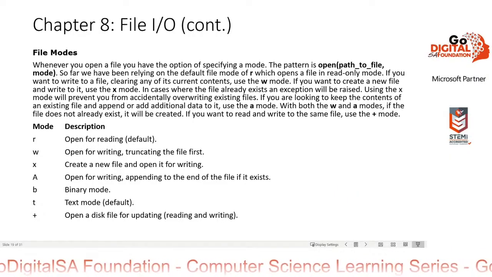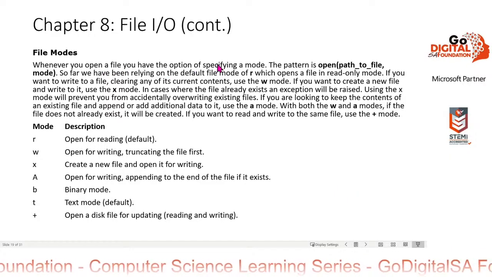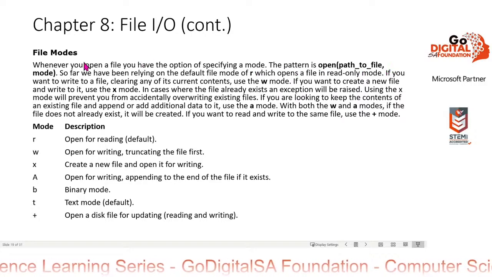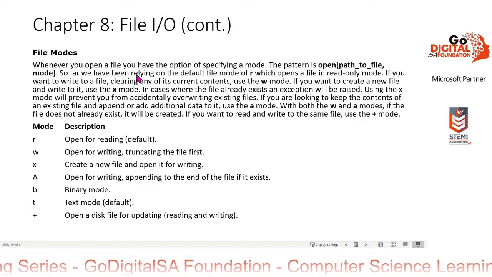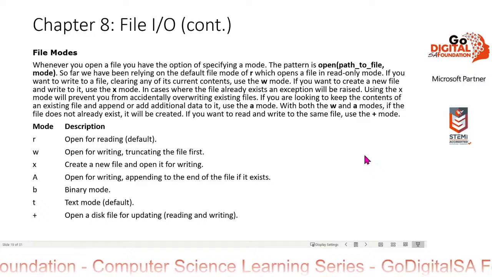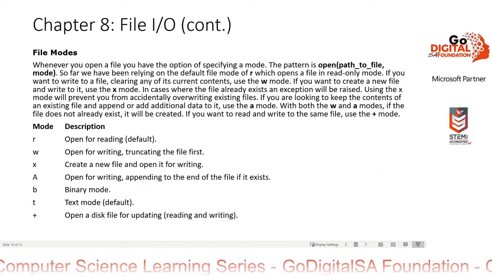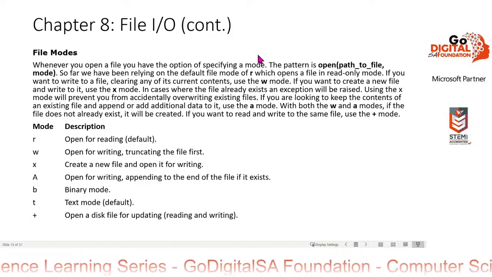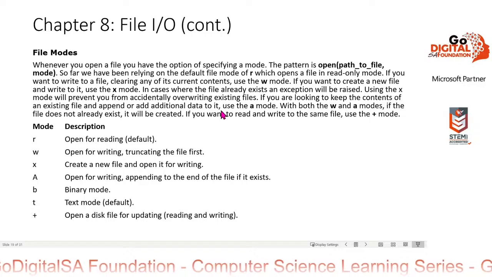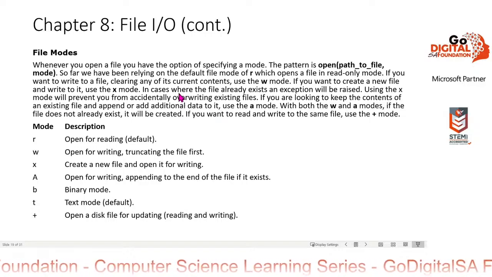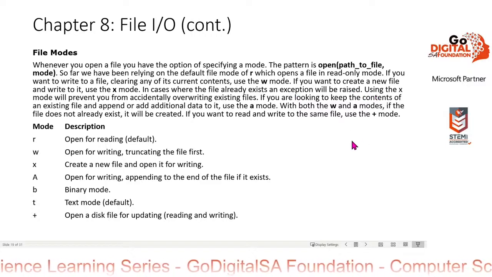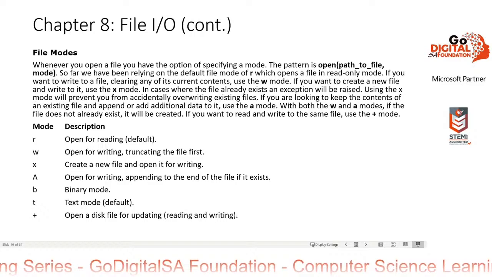Okay, file modes. Whenever you open a file, you have the option of specifying a mode. The pattern is open, path to file, comma, mode. So far, we have been relying on the default file mode of R, which opens a file in read-only mode. If you want to write to a file, clearing any of its current contents, use the W or write mode. If you want to create a new file and write to it, use the X mode to create a file. In cases where the file already exists, an exception will be raised. Using the X mode will prevent you from accidentally overwriting existing files.